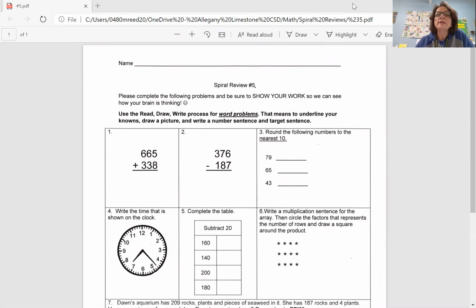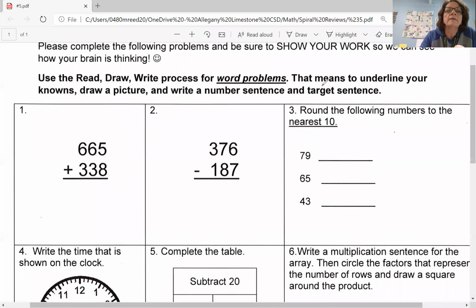Okay, so let me just get my drawing tool up here. And here we go. The very first question is just a simple algorithm, and it's 665 plus 338. So the first step is to add my ones. Let me just see if I can make this a little bit bigger. There we go. First step is to add my ones.